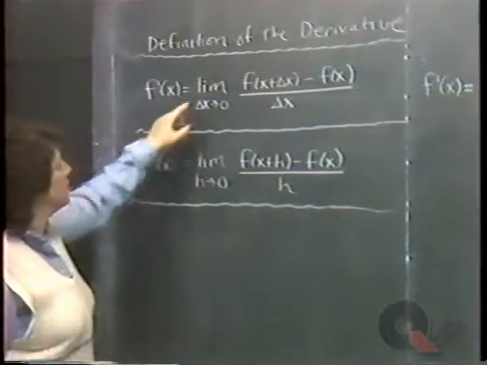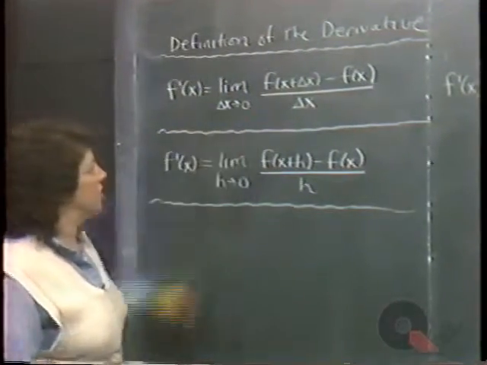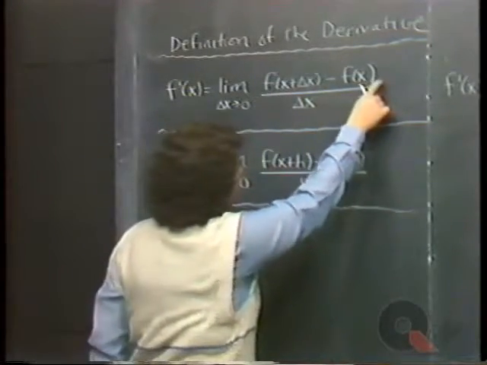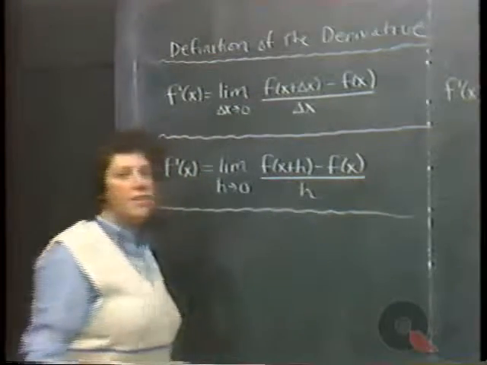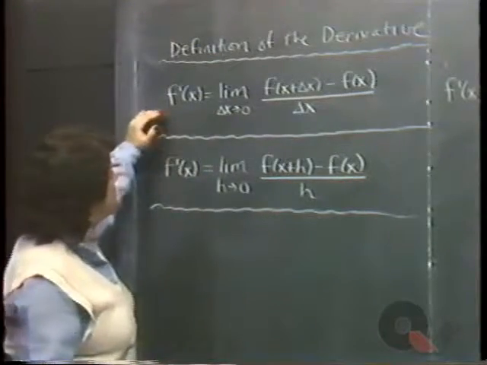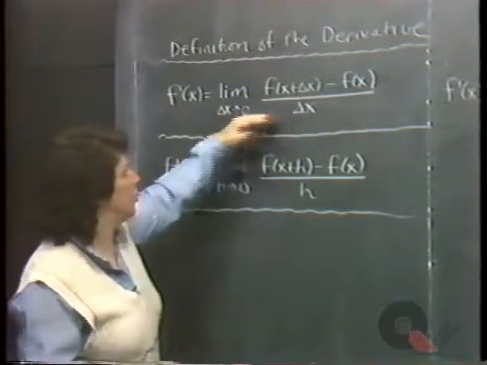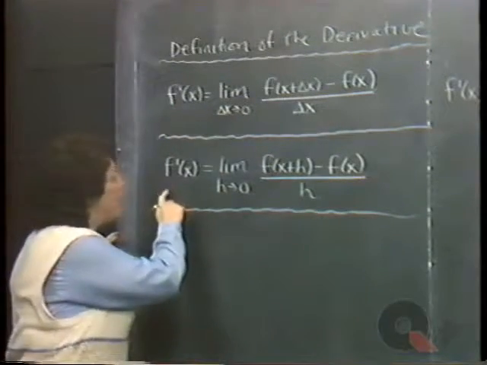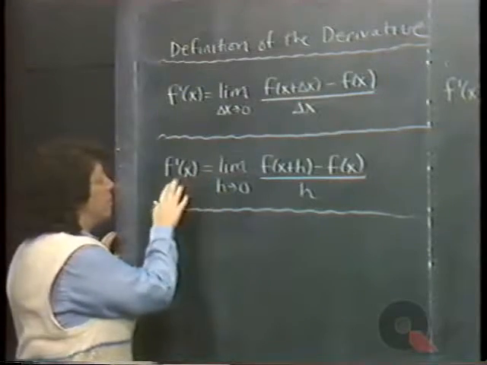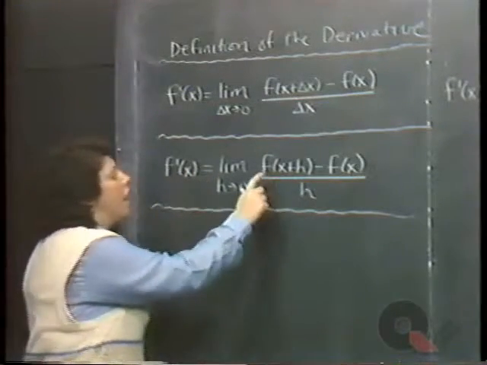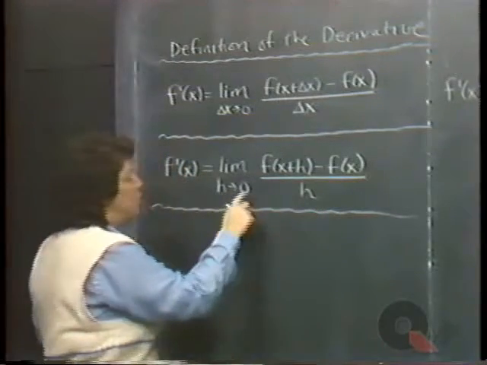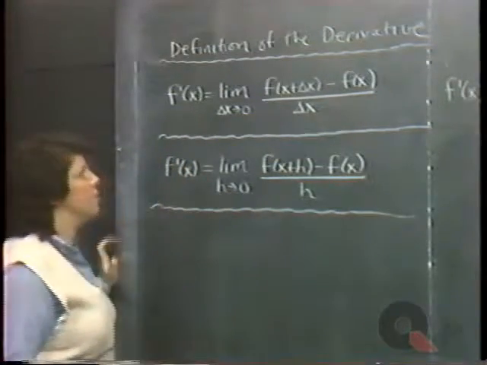Now, f prime of x is the limit as delta x approaches 0 of f of x plus delta x minus f of x over delta x, provided this limit exists. Many textbooks use this form of the definition of the derivative. Some textbooks use this form. They write f prime of x, the derivative of f of x, is the limit of f of x plus h minus f of x over h as h approaches 0, provided this limit exists.